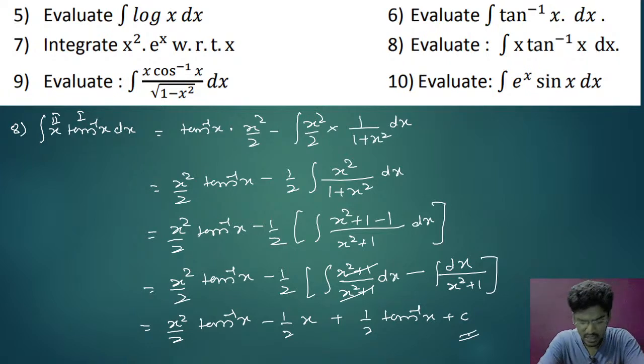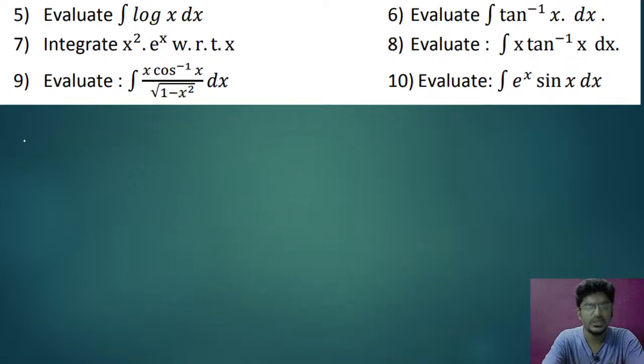That's all. Clear? So here this will be the answer, that is x square by 2 tan inverse x minus 1 by 2 x plus 1 by 2 tan inverse x plus c. So this is the answer for problem number 8. So quickly you can tell. If you have any doubts you can ask, no problem.